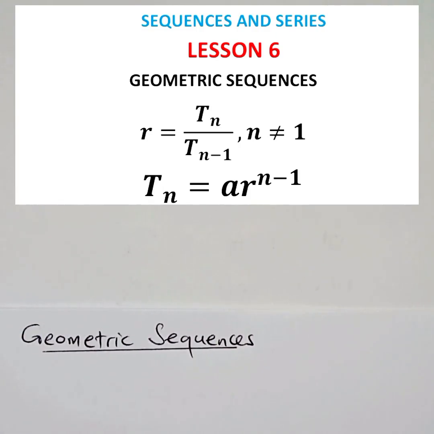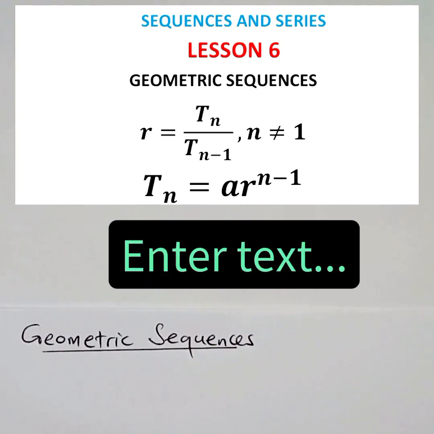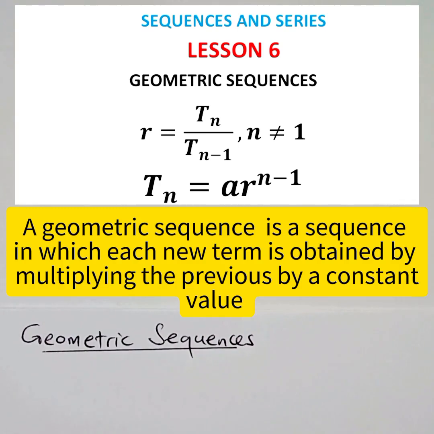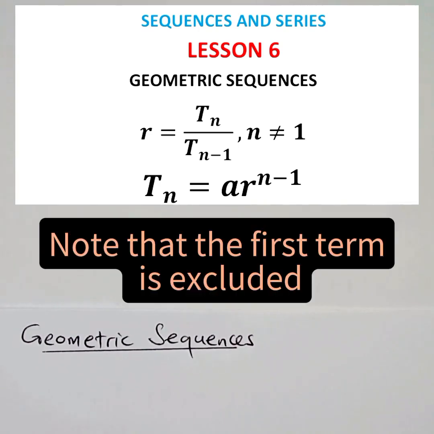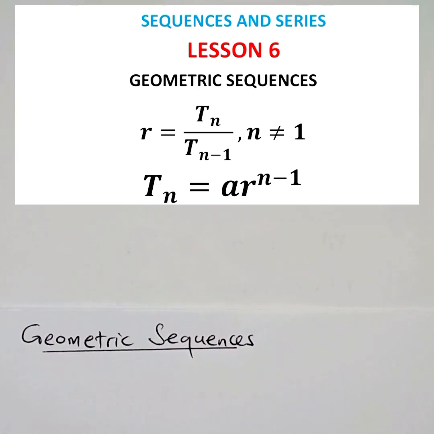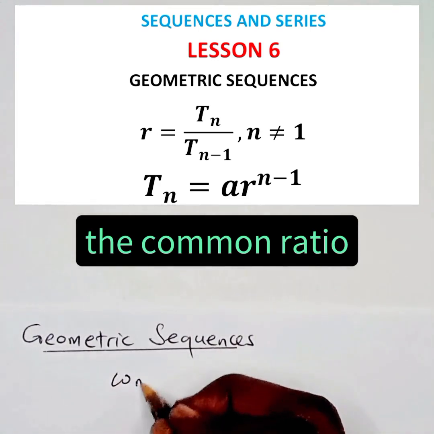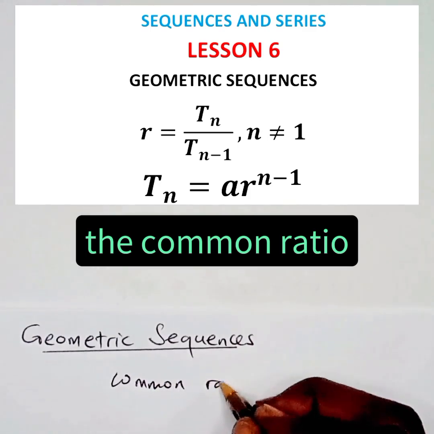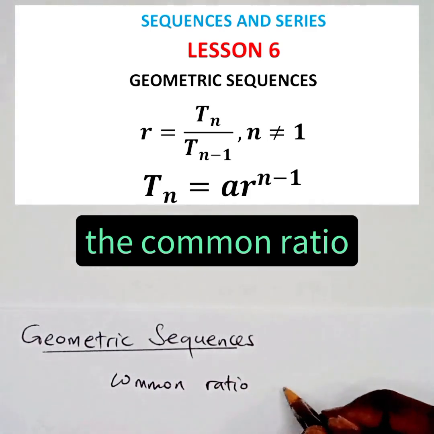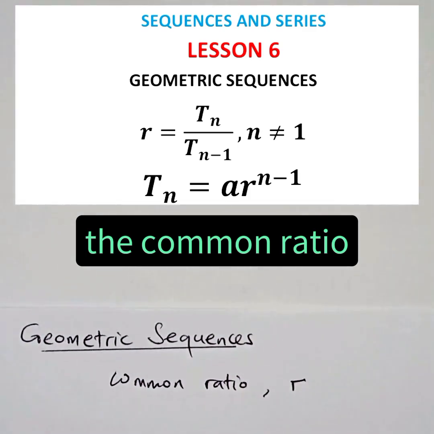In this lesson, we are talking about geometric sequences. Let's begin with the definition. A geometric sequence is a sequence in which each new term is obtained by multiplying the previous term by a constant value. You must take note that the first term is excluded. Now, that constant value is called the common ratio, and we denote it by the letter r.